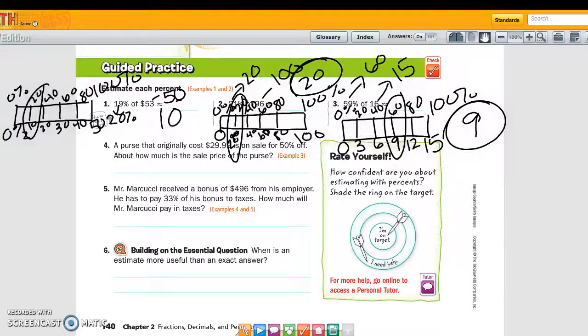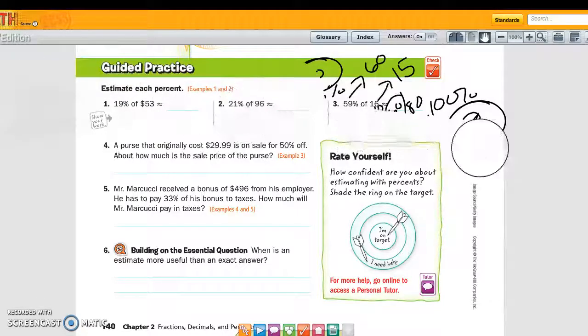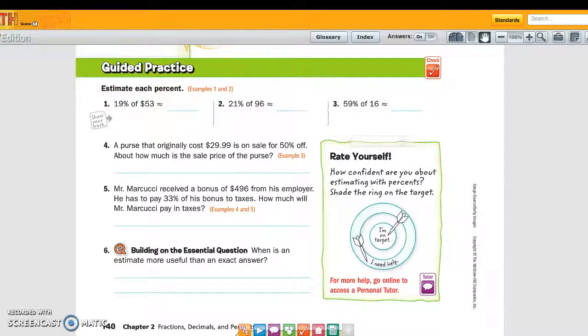Number 4. Erase a little bit so we can see a little better. A purse originally cost $29.99. It's on sale for 50% off. I like 50% because that's an easy one to look at. $29.99, I'm going to put that to 30. And I know without doing any work that 50% of 30 is $15. So you didn't even have to look at it.